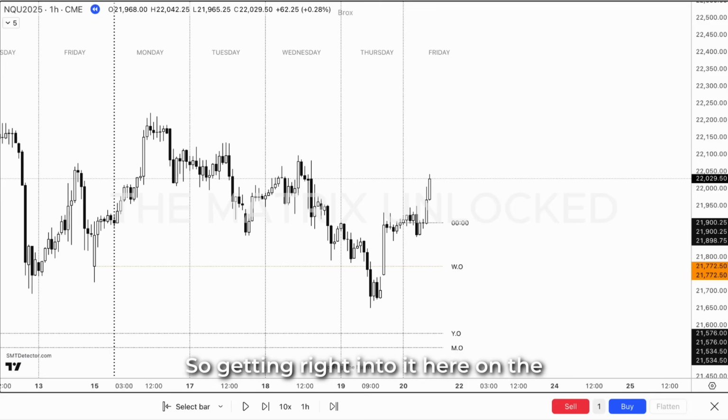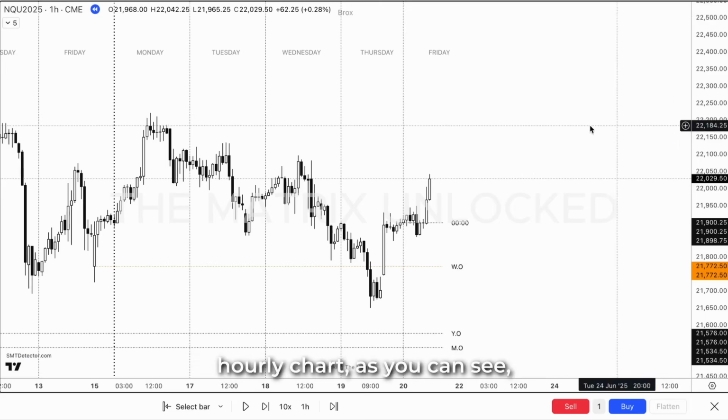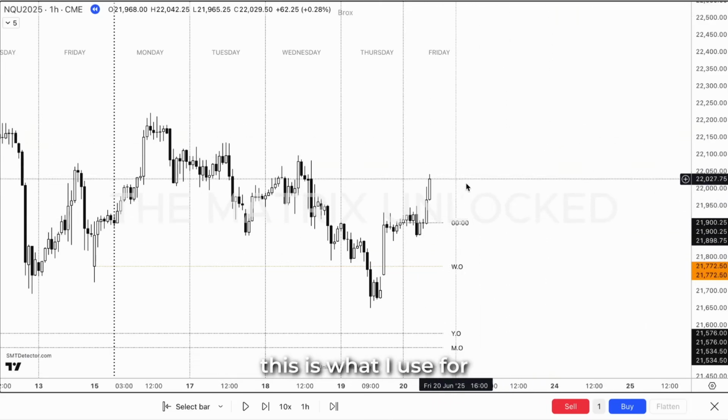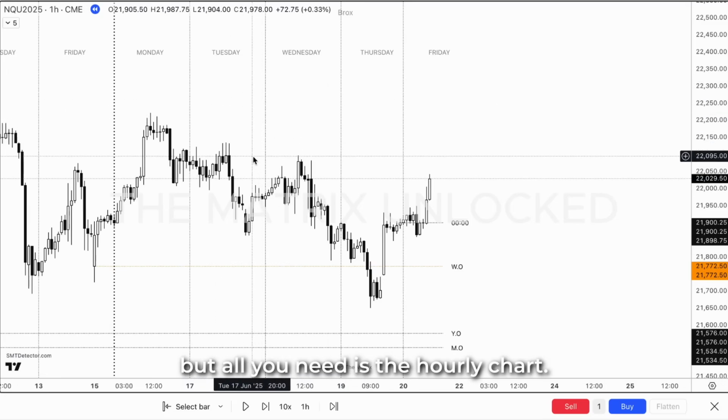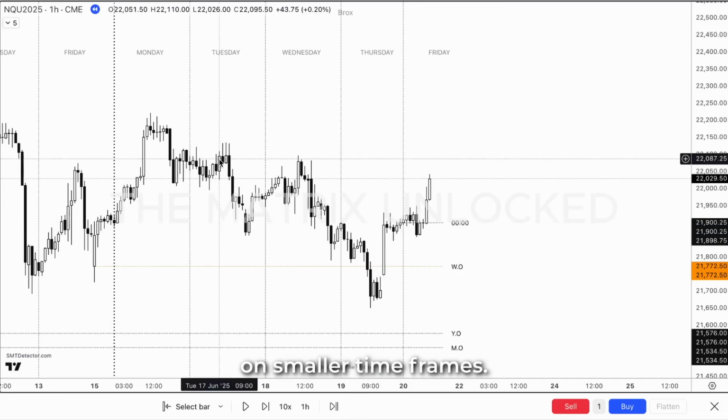So getting right into it here, on the hourly chart, as you can see, this is what I use for my higher time frame. Now you can use the daily, you can use the 4-hour, but all you need is the hourly chart. As we are intraday traders, we're trading on smaller time frames, and usually we're only inside the trade for a few minutes to just a couple hours.